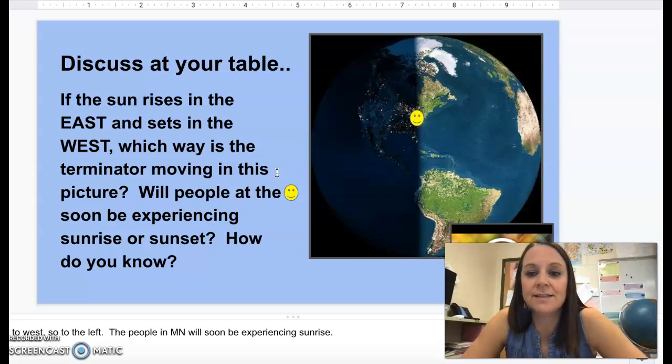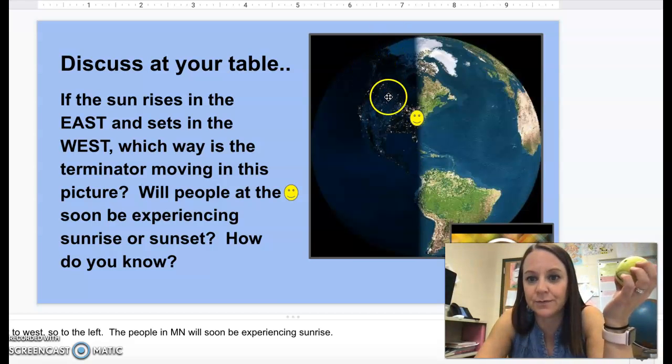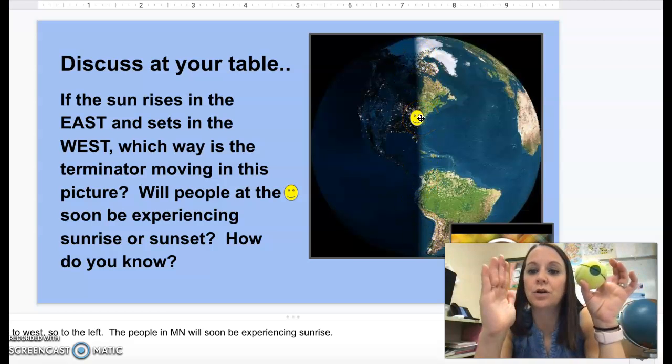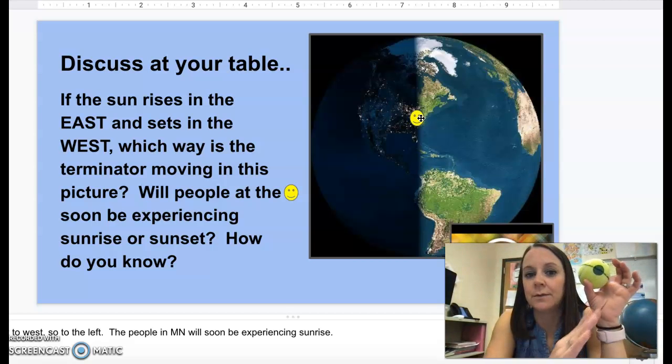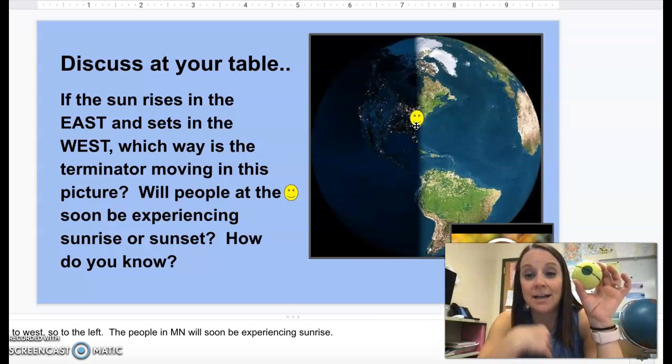Will the people at the smiley face soon be experiencing sunrise or sunset, and how do you know? Well, we know that since the Earth is rotating counterclockwise, it's moving this way, and so this Terminator line is going to move across the world from east to west. So the people at the smiley face, as that line moves to the left, if you're looking at this picture, from east to west, are going to soon be experiencing sunrise.